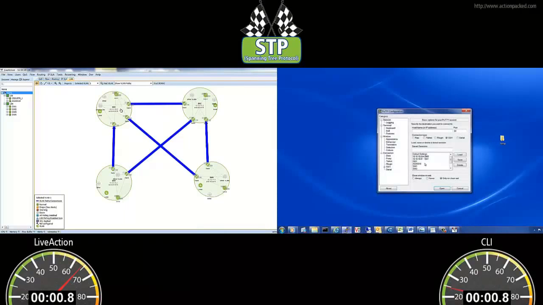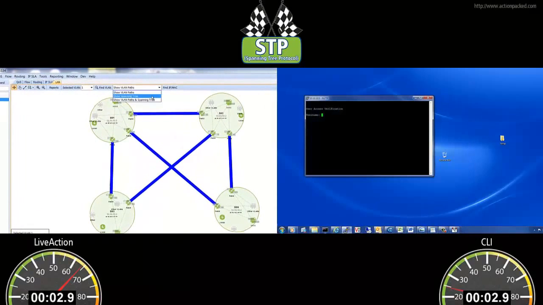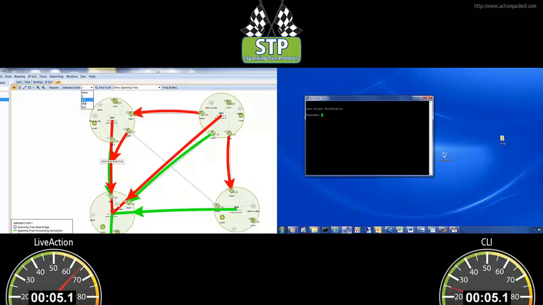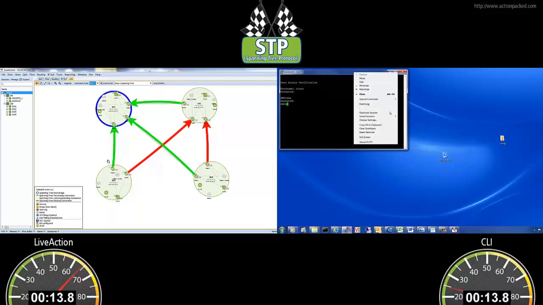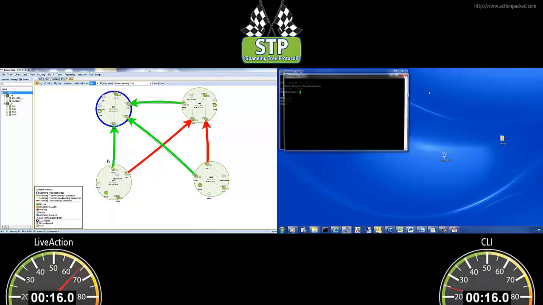To troubleshoot this issue, the LiveAction GUI displays a root bridge on a per VLAN basis. In just a few clicks, you are able to determine which switch is a root bridge for a particular VLAN without even visiting the command line. The root bridge is depicted by a bold blue circle.